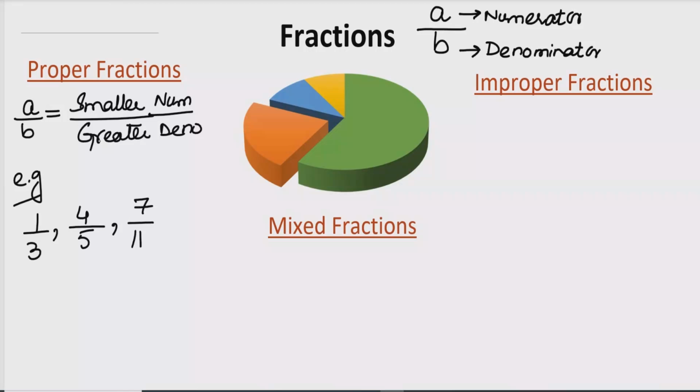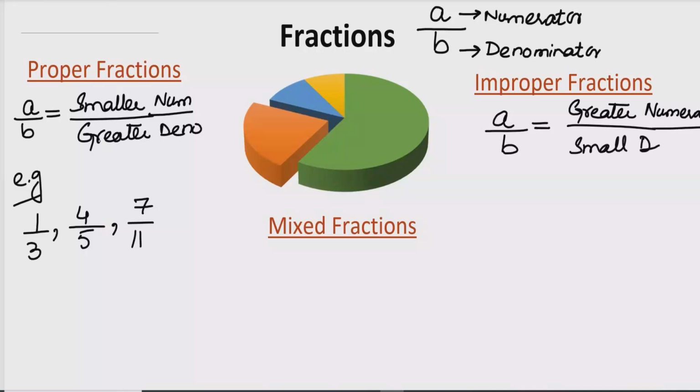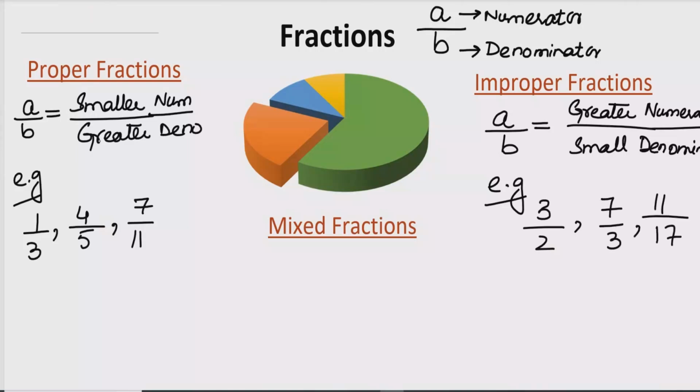And if we talk about the improper fraction, so here is opposite of proper fraction. Like numerator is greater than denominator, and smaller is denominator. So this is called improper fraction, and the examples are 3 upon 2, 7 upon 3, and 11 upon 17, and so on.